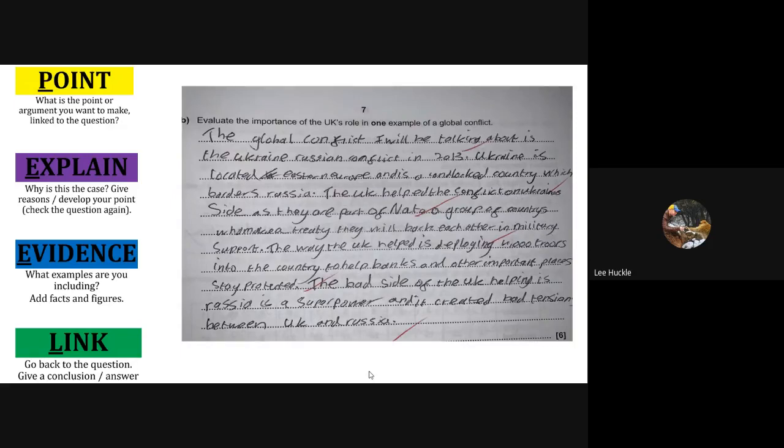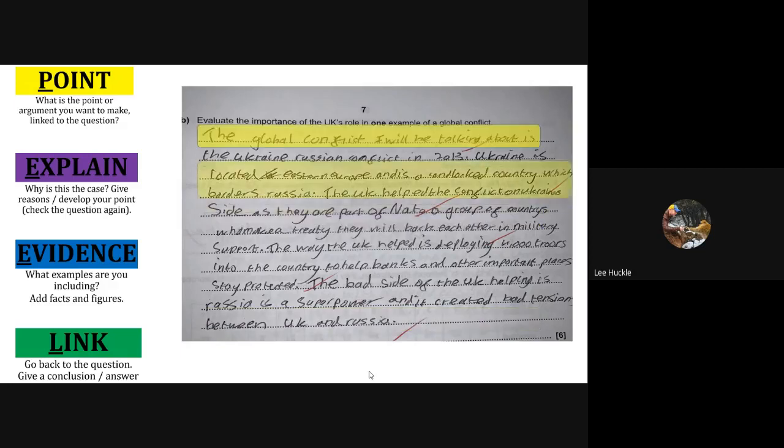So let's have a look at this example. This was from last year, where a student had written in a mock exam this particular answer to this question, which was 6 marks again. Evaluate the importance of the UK's role in one example of a global conflict. So again, let's break this down.